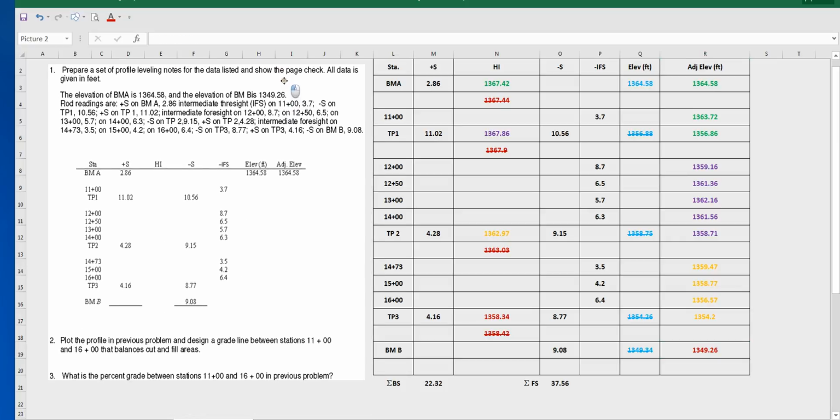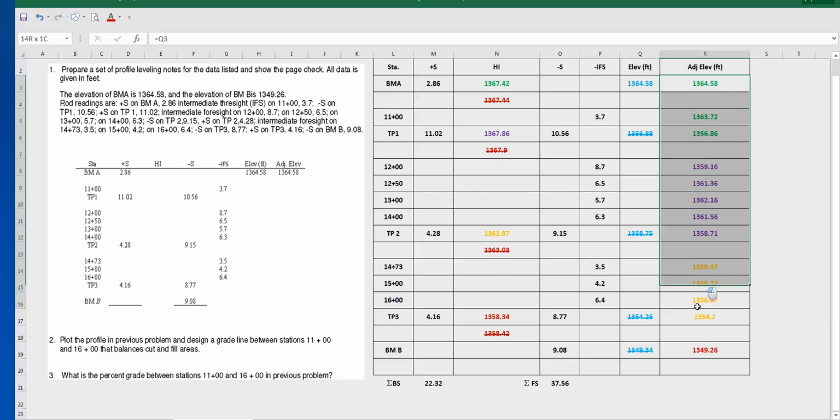Now, let's go back to what the homework said. So now what we've got is we've got our elevations selected. The next part says, plot the profile in the previous problem and design a grade between stations 11 plus 00 and 16 plus 00 that balances the cut and fill areas. What that means is I'm going to create a profile of just the stations, not the benchmarks or the turning points, just the stations with their adjusted elevation. So let me show you that.